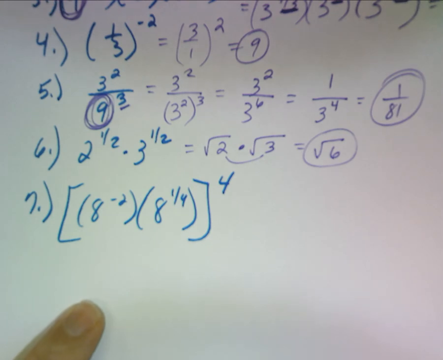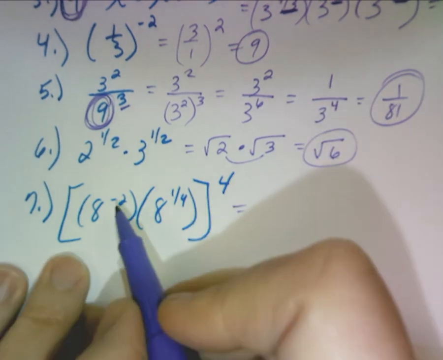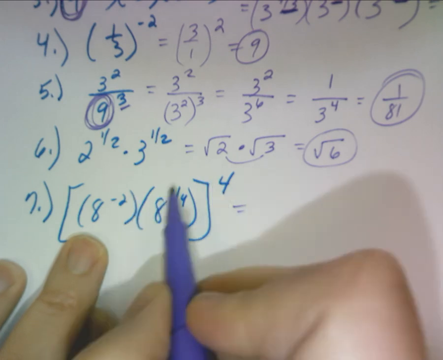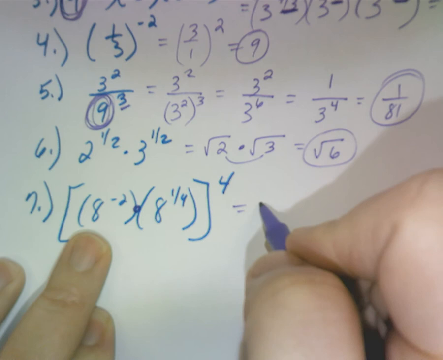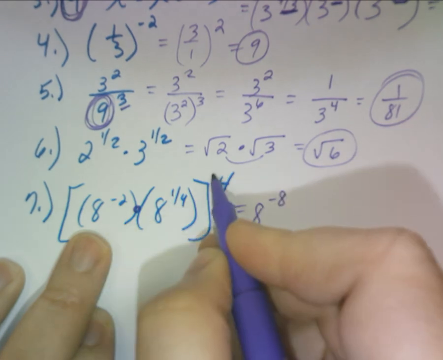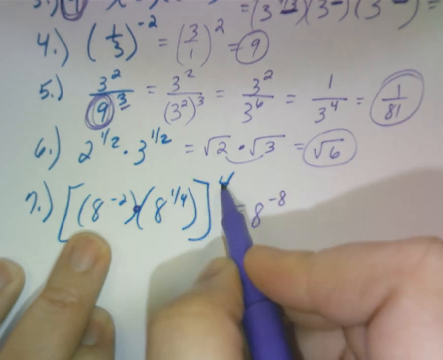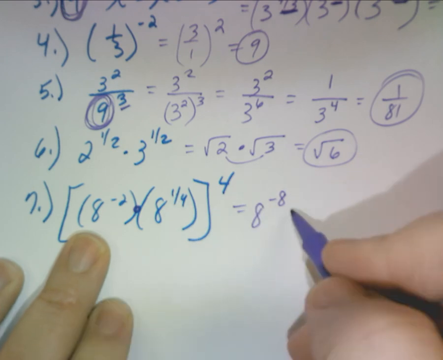Pretend I don't. Okay. So what I would do is I would distribute this 4. Since this is multiplication, I would just multiply those powers to 4. So this would actually be 8 to the -8, right? And what's 1/4 of 4? 1. So times 8 to the 1.